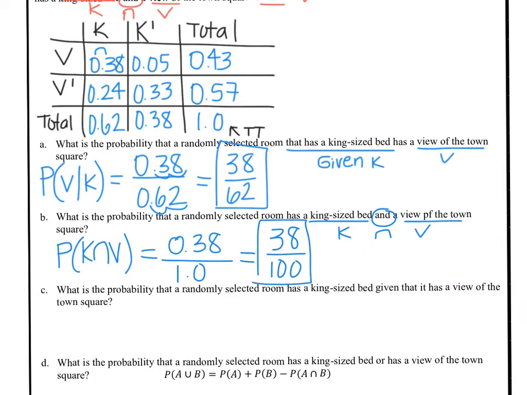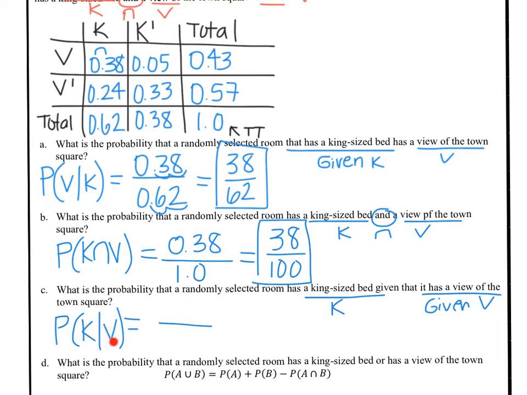All right. Letter C says, what is the probability that a randomly selected room has a king-size bed given that it has a view of the town square? So we are given that it has a view. So how we write this would be the probability that it has a king-size bed given that it has a view.